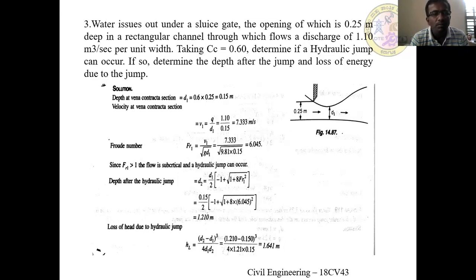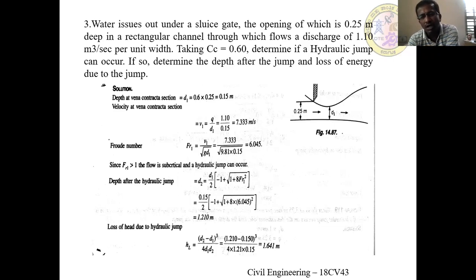So in this problem we are asked to find the depth of flow after the jump as well as the loss of energy. First, you find the depth at the vena contracta. The vena contracta is a point where the cross-sectional area of flow is minimum. Once it reaches the minimum, afterwards it goes on increasing.